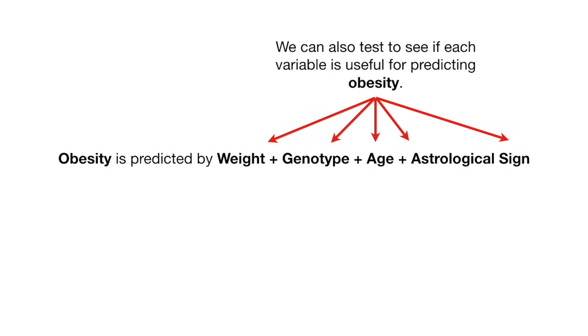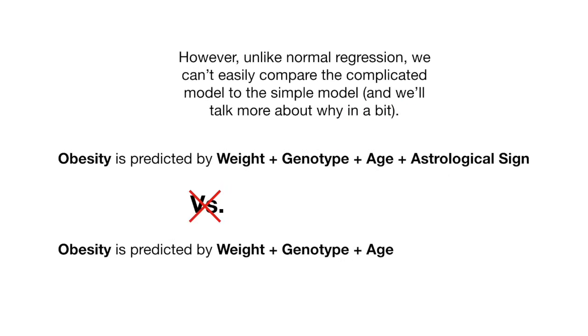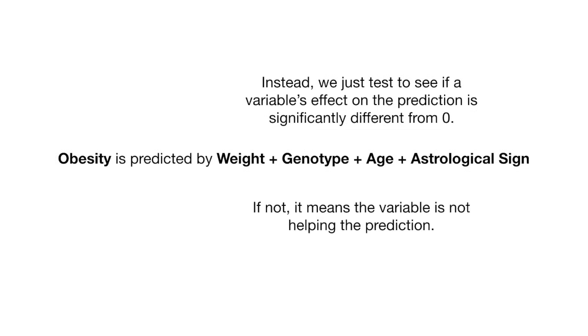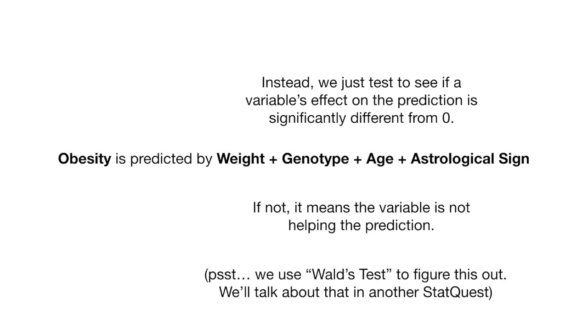We can also test to see if each variable is useful for predicting obesity. However, unlike normal regression, we can't easily compare the complicated model to the simple model, and we'll talk more about why in a bit. Instead, we just test to see if a variable's effect on the prediction is significantly different from 0. If not, it means that the variable is not helping the prediction. Psst, we use Wald's test to figure this out. We'll talk about that in another StatQuest.